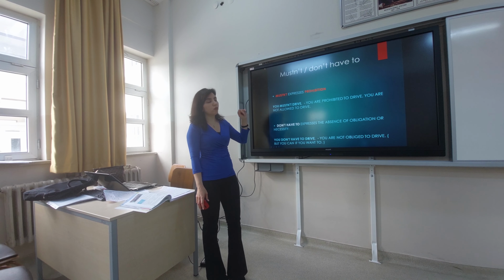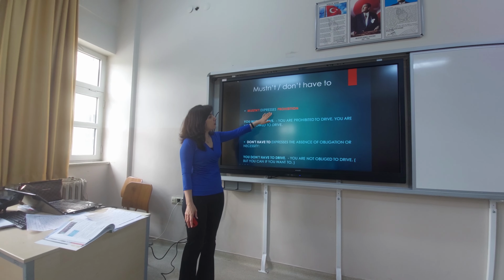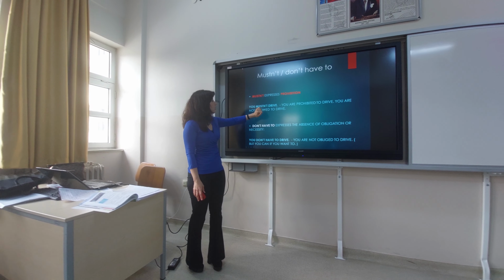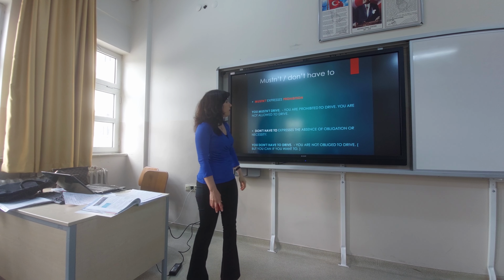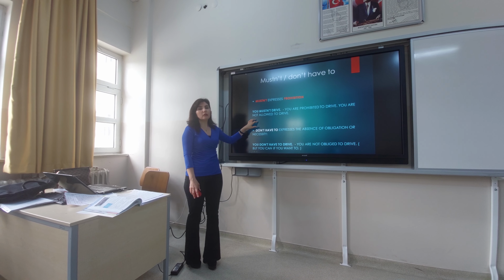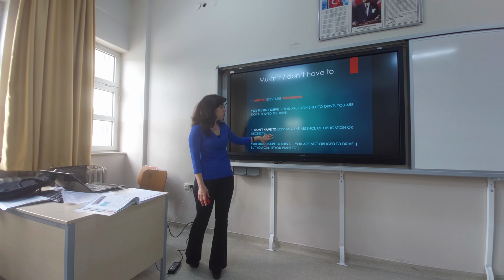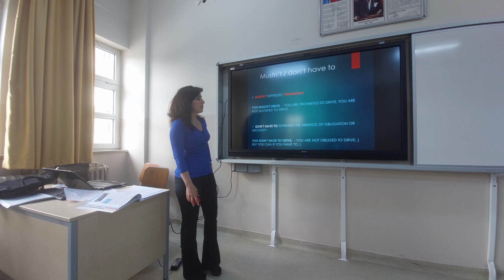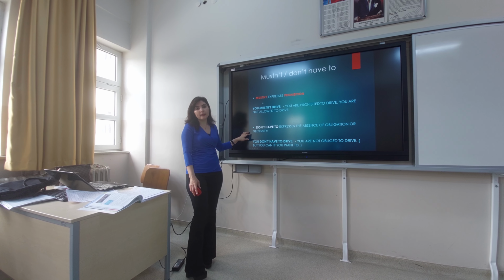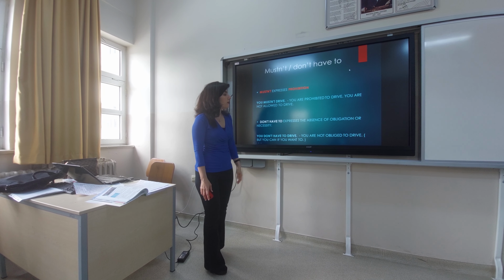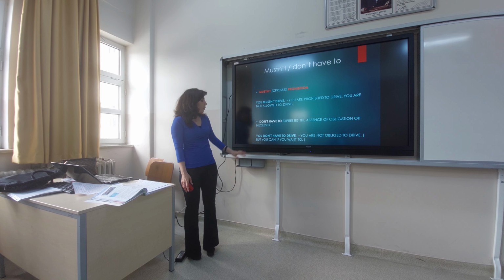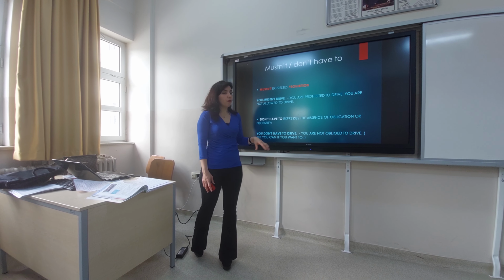Mustn't, don't have to. Mustn't expresses prohibition. You mustn't drive: you are not allowed to drive. Don't have to expresses the absence of obligation or necessity. You don't have to drive: you are not obligated to drive, but you can if you want to.